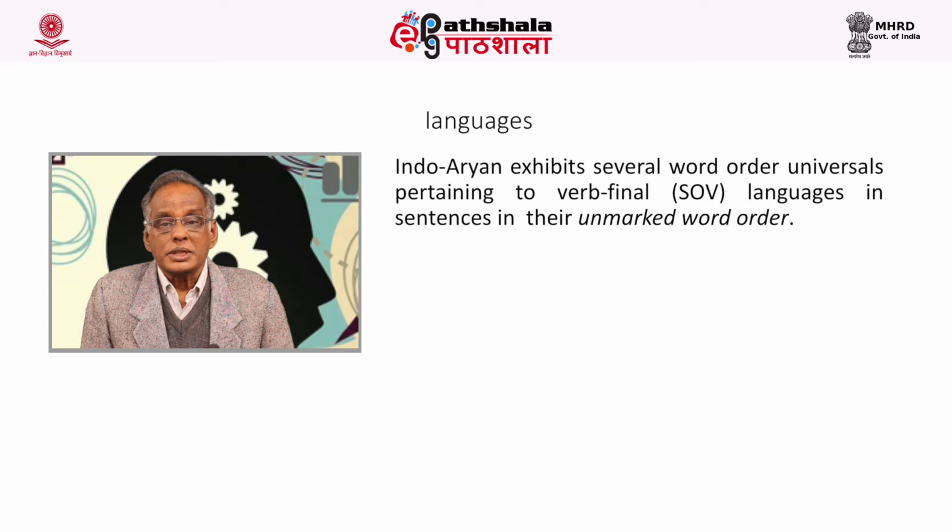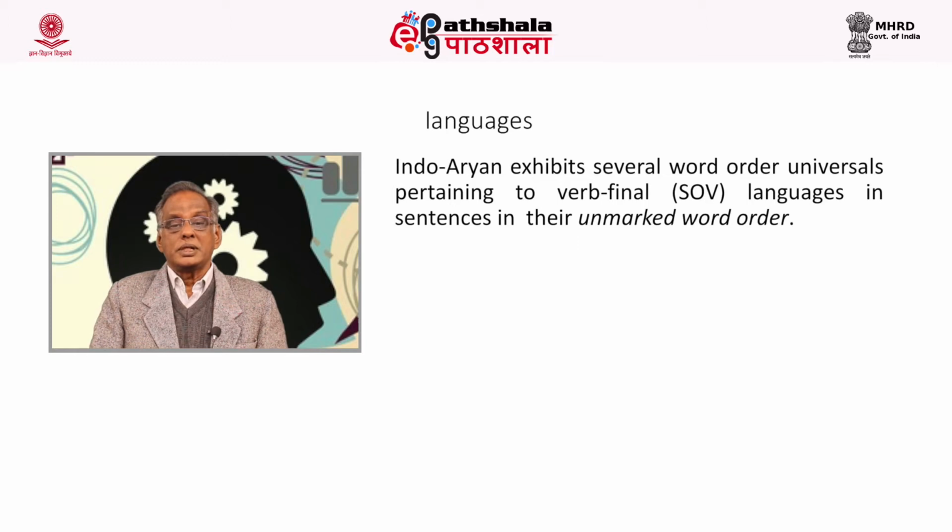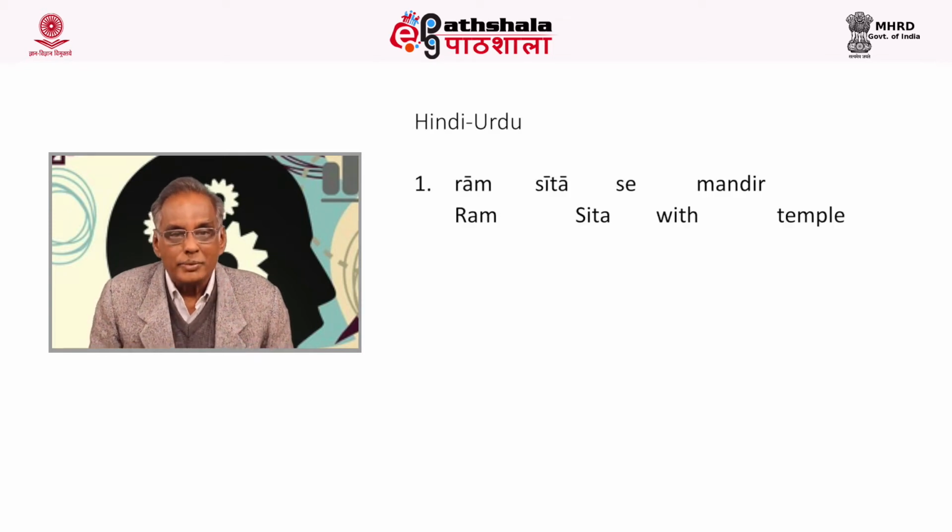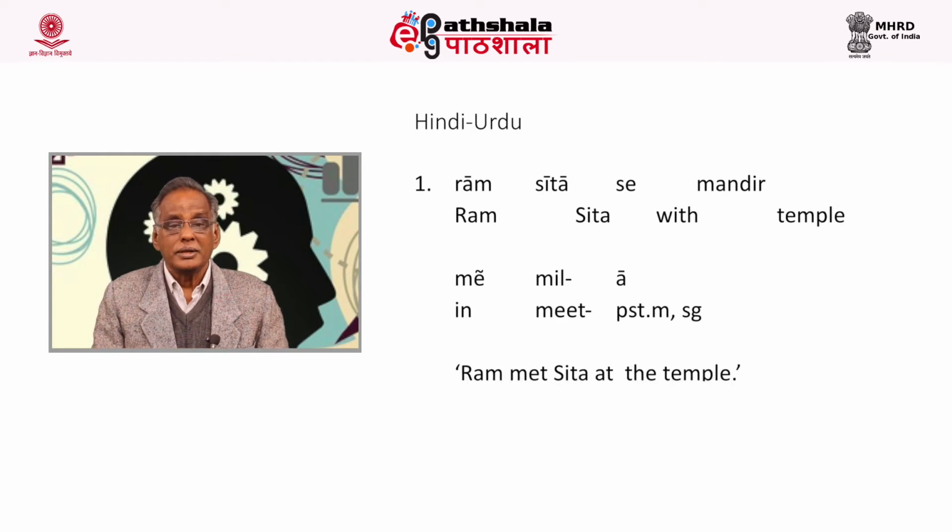So what are the word order universals that are found in Indo Aryan languages? You know that all Indo Aryan languages are verb final. So the word order that is exhibited is S-O-V. Let us take sentence number 1. Ram Sita se mandir mein mila. Ram is the subject. Sita se is the object. Mandir mein is the locative phrase. Mila, met, is the verb. So this sentence has subject, object, verb order, and the verb occurs in the final position.